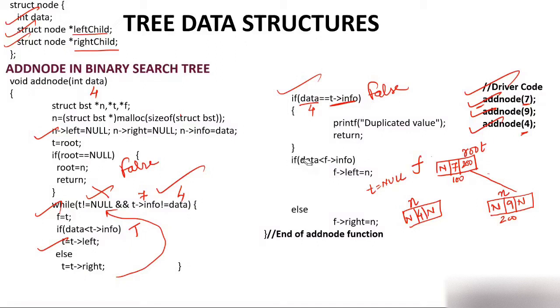Okay. What I came outside this and I check is data. Data is what? 4. Less than F's info. What is F? F is pointing to this root node. F's info is what? 7. Yes. 4 is less than 7.